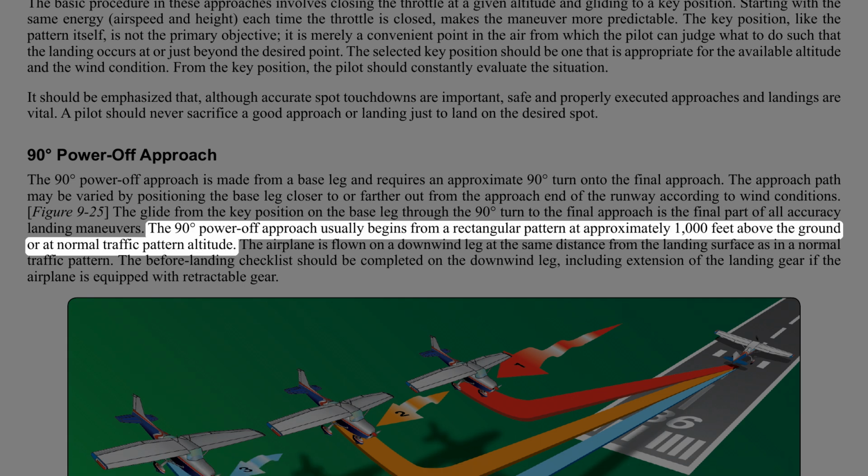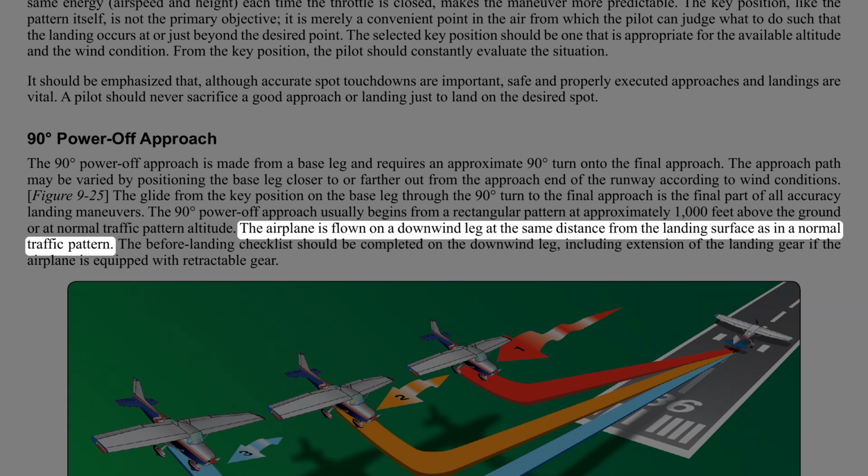The 90 degrees power off approach usually begins from a rectangular pattern at approximately 1,000 feet above the ground or at normal traffic pattern altitude. The airplane is flown on a downwind leg at the same distance from the landing surface as in a normal traffic pattern.